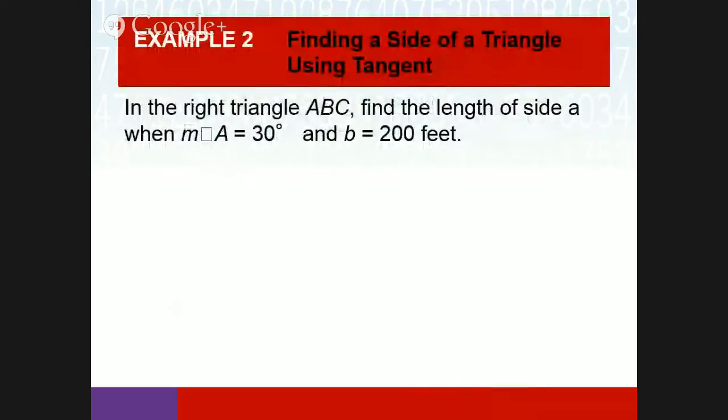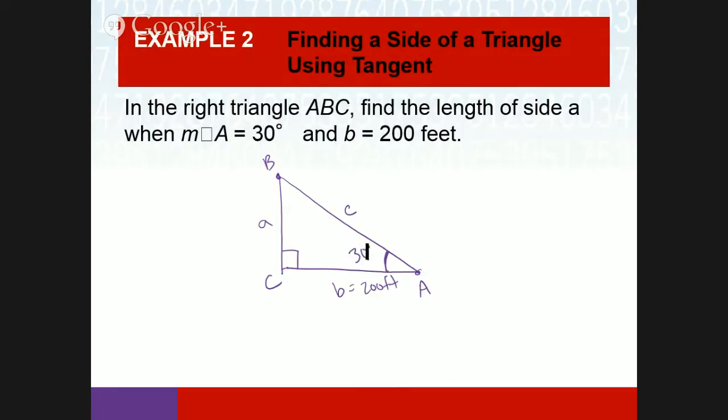So let's look at an application here. In a right triangle ABC, find the length of sides when A measures 30 degrees and B is 200 feet. So I draw this triangle out. And it doesn't matter the orientation as long as you keep your notation similar. If I call this A, the side opposite of that is little a. If I call this B, the side opposite of that is little b. Doesn't matter the way I draw it as long as I keep that convention similar in everything I do. So here they say this is 200 feet, and the measure of angle A is 30 degrees.